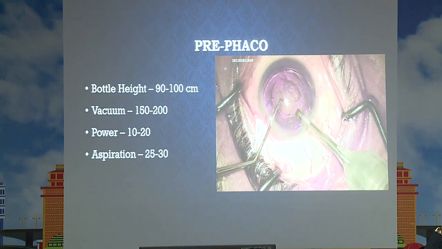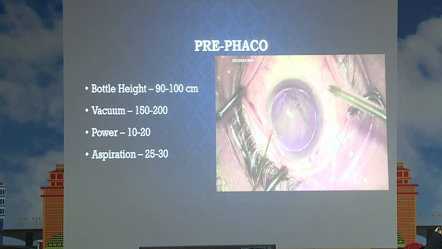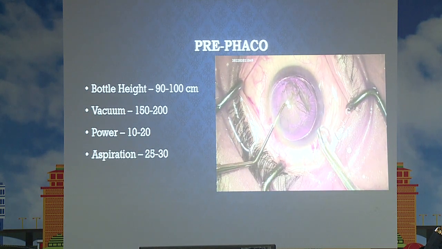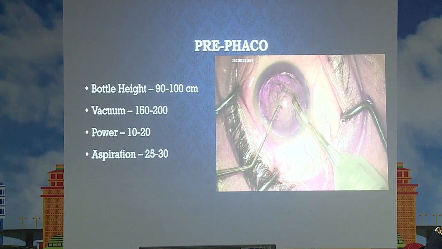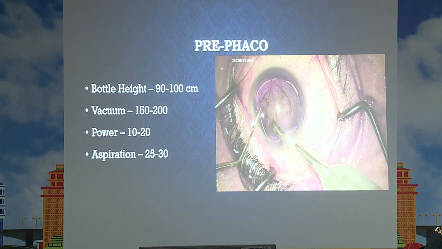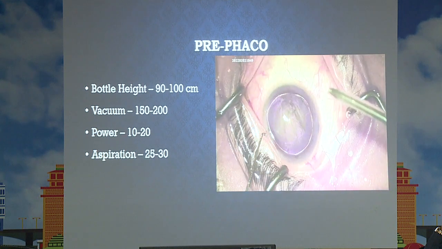The vacuum is medium-low, that is 150 to 200. Power, not much power is required because this is already emulsified piece. This is just cortex, so 10 to 20 power is more than sufficient. And also a medium-low aspiration of 25 to 30 is more than sufficient for this purpose.